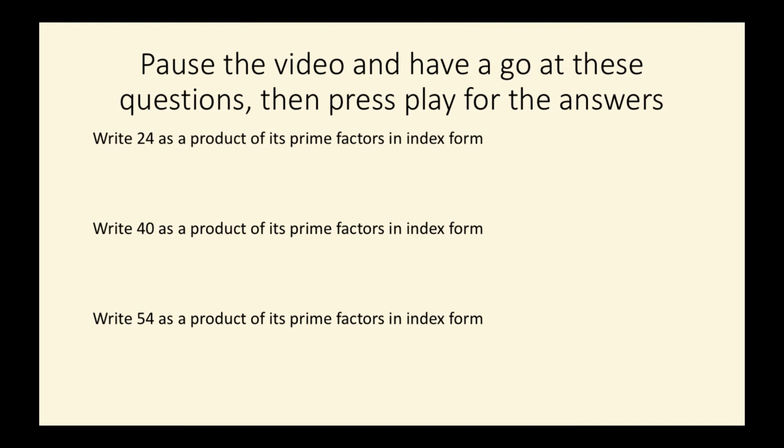Okay, so let's look at the answers then. 24 would be written as 2 to the power of 3 times 3. 40 would be 2 to the power of 3 times 5. And 54 would be 2 times 3 to the power of 3. And as you can see, I've also written it in numerical order, 2, 3, 2, 5, 2, 3, yeah? So it goes up 2, 3, 4, 5 in that order when you write it in index form as well.